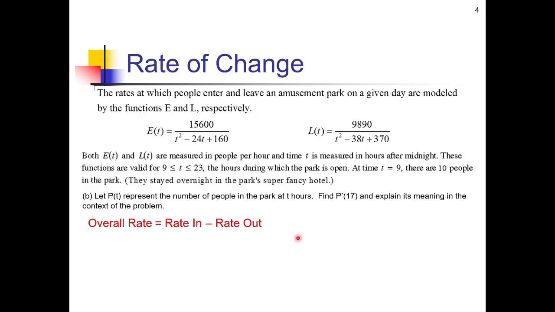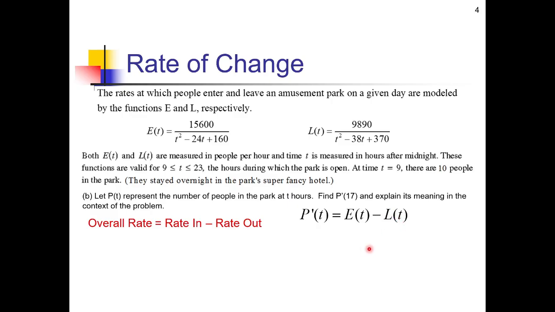So pause the video with that in mind and see if you can first write a function for P prime of t and then plug 17 into it on the calculator. Give it a shot. All right, so rate in is E of t, rate out is L of t. So P prime of t, in general, we're going to define this as E of t minus L of t.